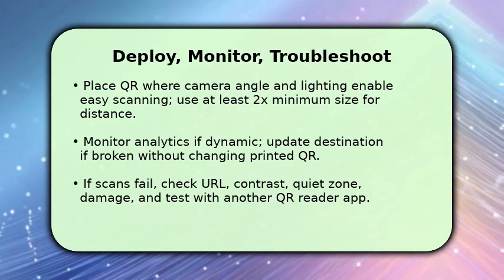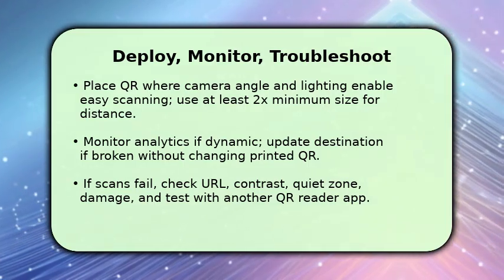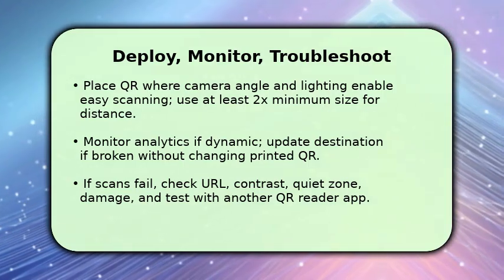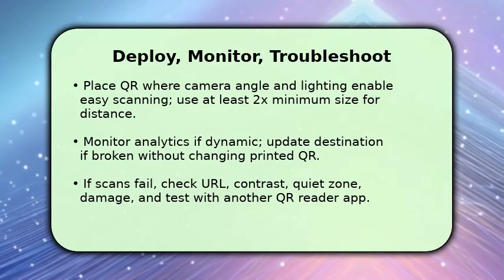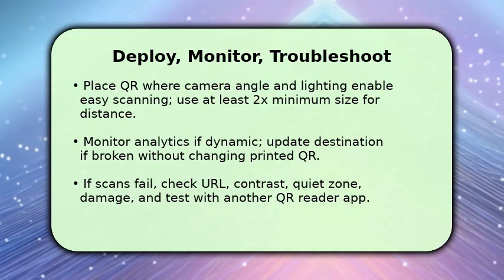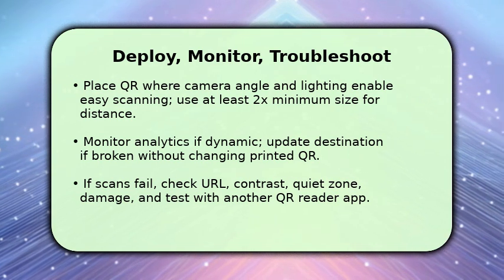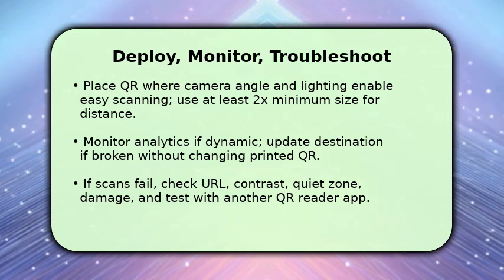Once live, monitor scans through your dynamic QR dashboard to measure engagement and change the target when needed without reprinting. If viewers report failures, first verify the URL, then check contrast, quiet zone, and physical damage. Try another reader app. That troubleshooting step usually resolves 90% of issues quickly.